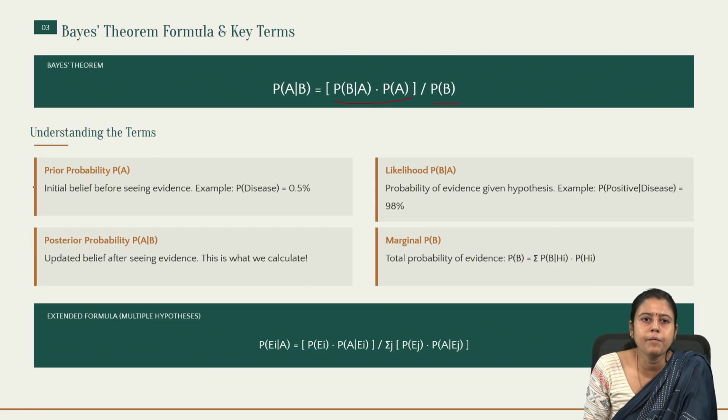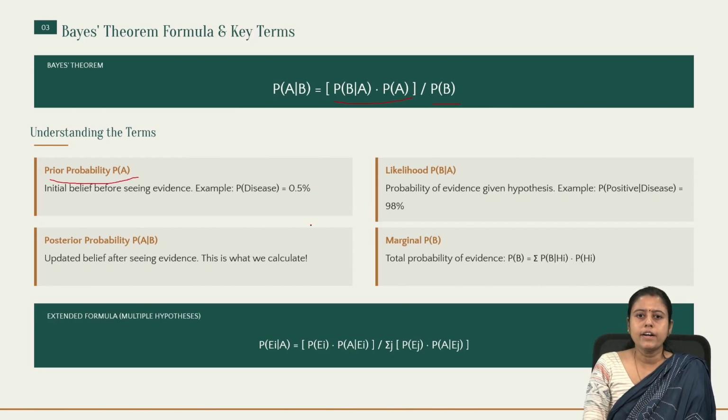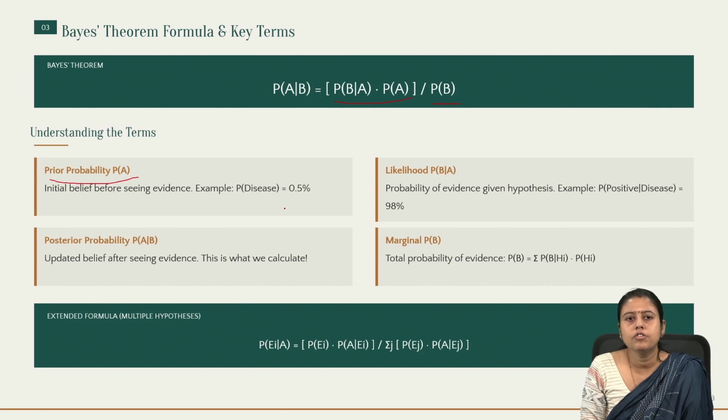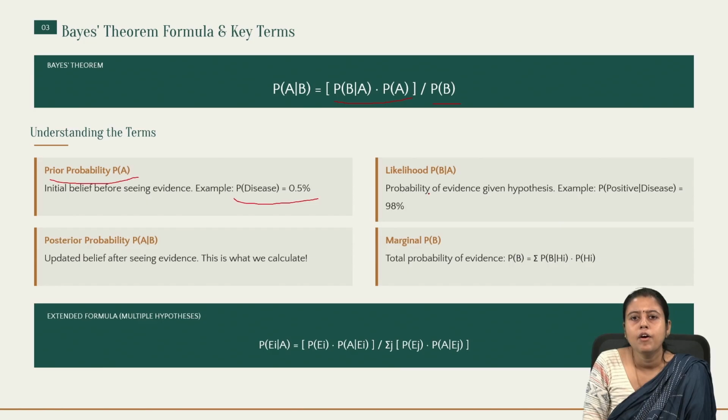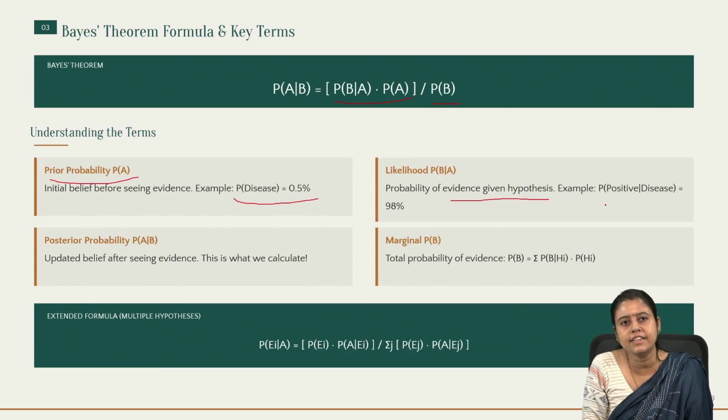So what is P(A)? P(A) is the prior probability of A, the initial belief before seeing evidence. Say I have a disease, and they told the disease value is 50%, so 0.5: we have a disease and the disease chance is 50%. So this is the value, the prediction of occurrence of a disease. What is P(B|A)? The probability of evidence given the hypothesis: a person has the disease and tested positive.